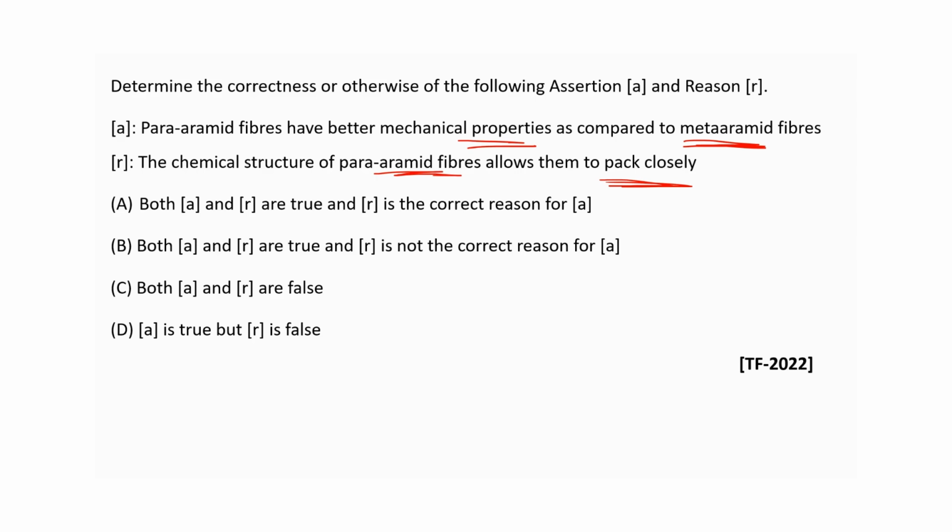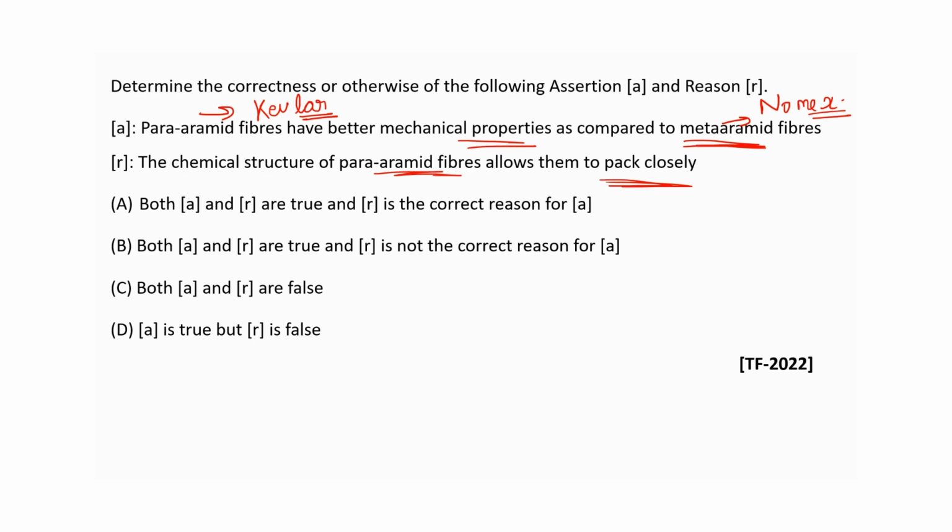What is the example of para-aramid? Kevlar. And for meta-aramid, what is the example? The example is Nomex. So these are very important structures. You need to remember them very carefully. Talking about the meta-aramid fibers, it is a polyamide. The properties of meta-aramid fibers are that they have very high heat resistance, and they are not totally crystalline. They are semi-crystalline fibers.